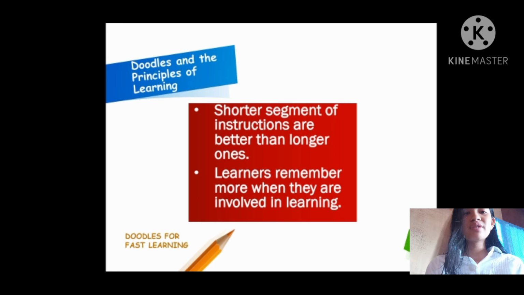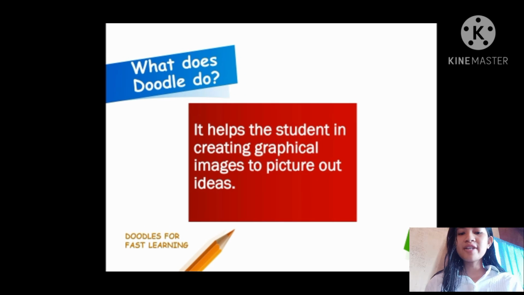Students learn better when they are involved in learning. It will help the students remember the terms and ideas by engaging them in games and other activities. What does a doodle do? Doodles create images and graphics that will help the students learn easily.